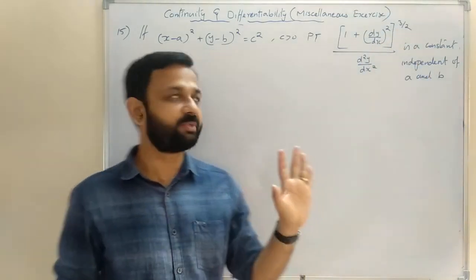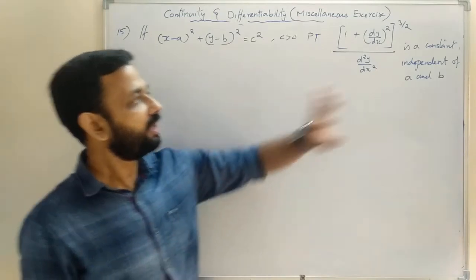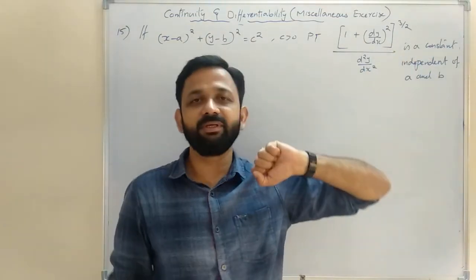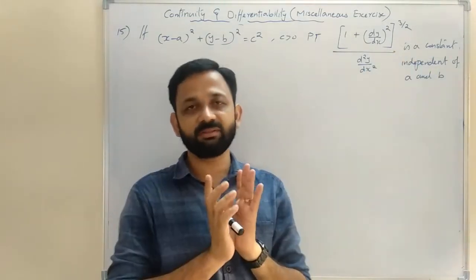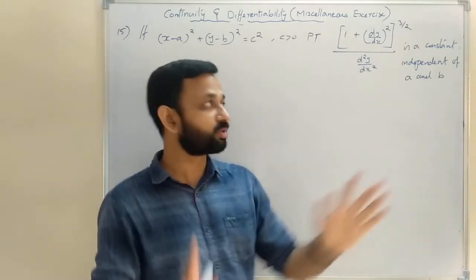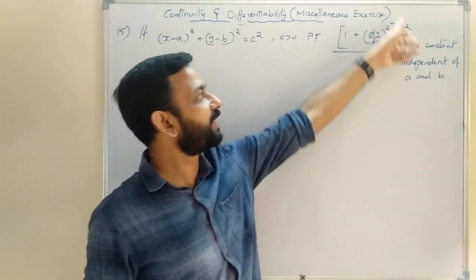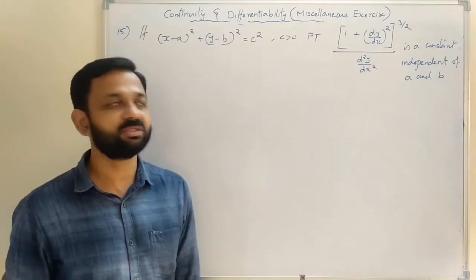That means no variables, no x, no y, and independent of a and b. That means a and b should not be there. x, y, a, b should not be there in the simplified form of that expression. So that is our question.